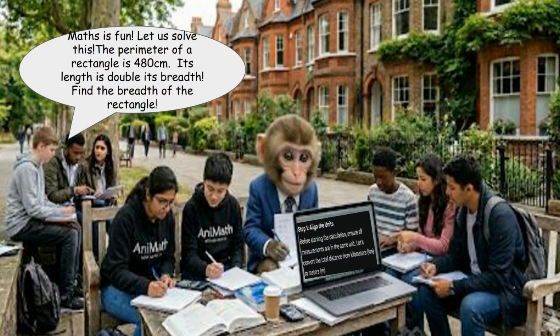Well done, everyone. Let's try a new challenge. The perimeter of a rectangle is 480 centimeters. Its length is double its breadth. We need to find the breadth of the rectangle.